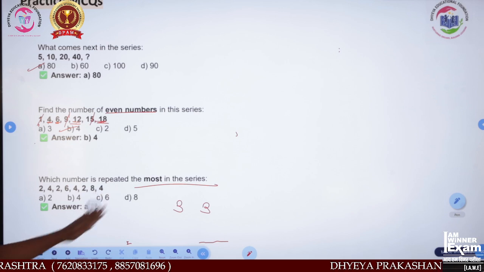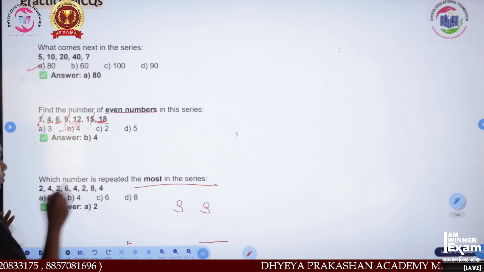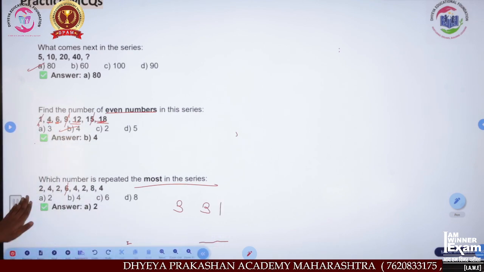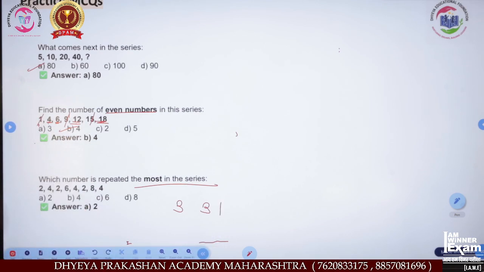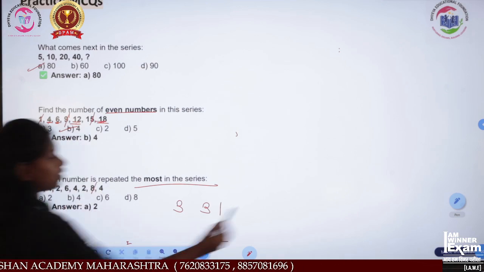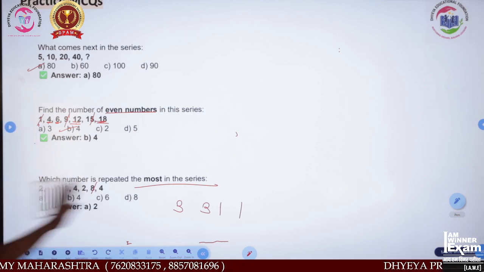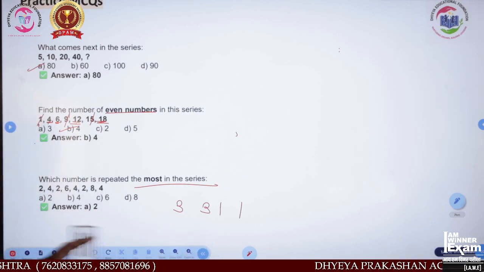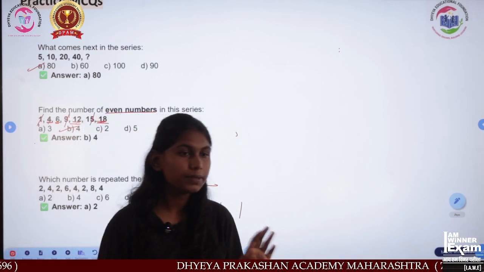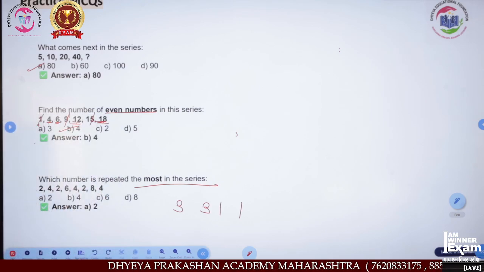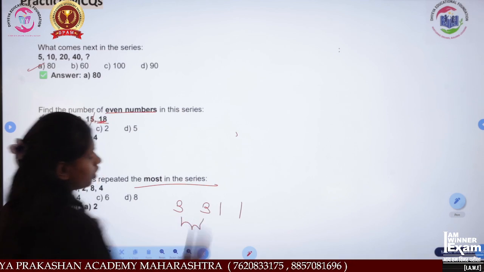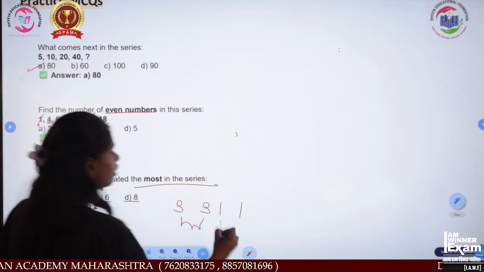Then let's check 6, that is only 1 time. And then let's check the remaining number, it is 8. Now 8 is also 1 time. Now there are two same numbers and two different numbers. What does this mean? There is no answer, because 2 and 4 have equal counts, and 6 and 8 are also 1 each.